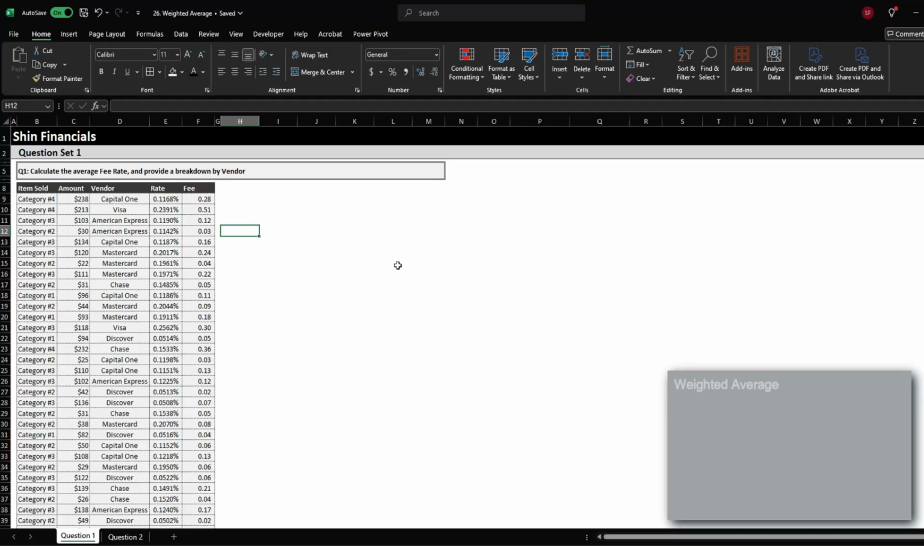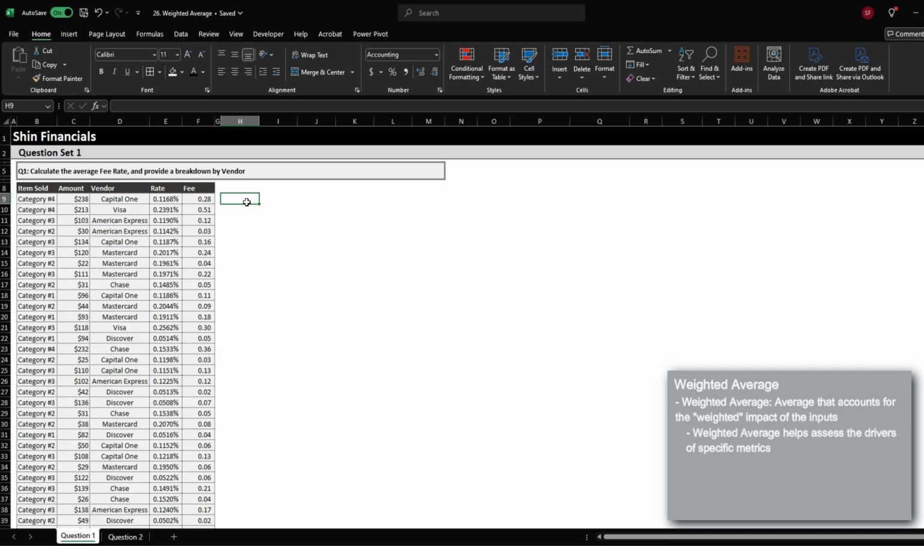Hi, today we're going to be going over the concept of weighted average, and to review this, we're going to be solving two simple question sets. To start off, what is a weighted average and why is it important? Differently from a normal average where you would just calculate the output divided by input, the weighted average actually takes account of how impactful each input is.